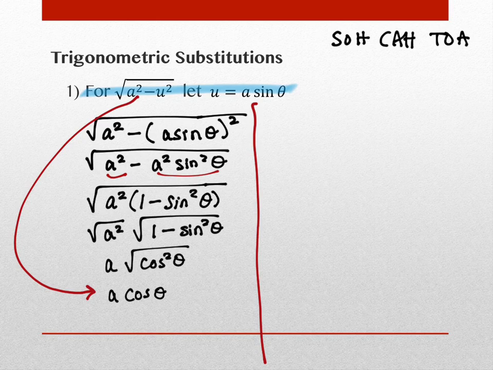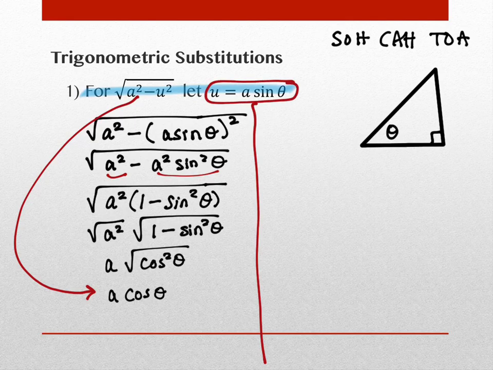All right, so we're going to draw a right triangle, and we're going to identify an angle theta in it. And we're going to take this substitution that we're making right here, and I'd like to rewrite it so that it's solved for sine of theta. So if I rewrite this, what is sine of theta for this equation? U divided by A. Everybody good?